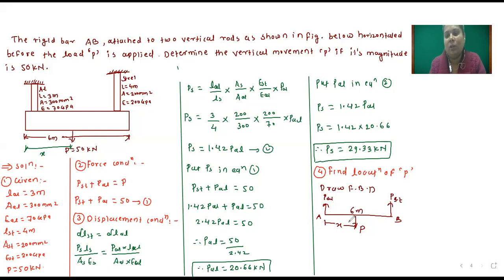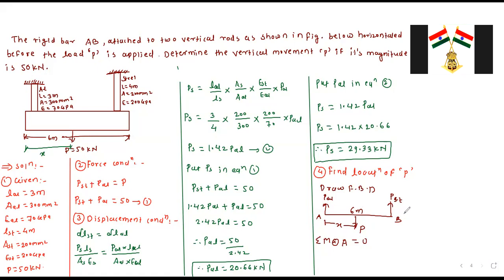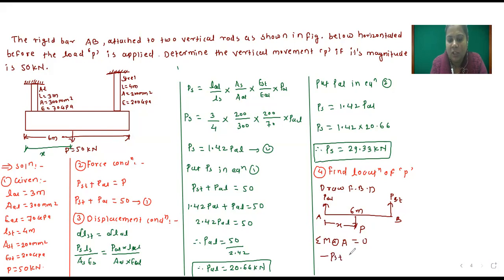Whenever we have to find a location, we have to take moment at any point. So you can take moment at point A or at point B. We will take moment at point A. So summation of moment at A is equal to 0. This P steel force creates an anti-clockwise movement. So minus P steel into the perpendicular distance, and the total perpendicular distance is 6 meter.